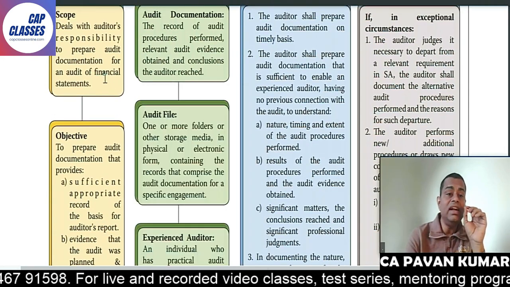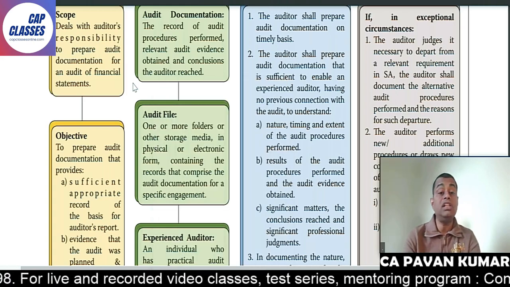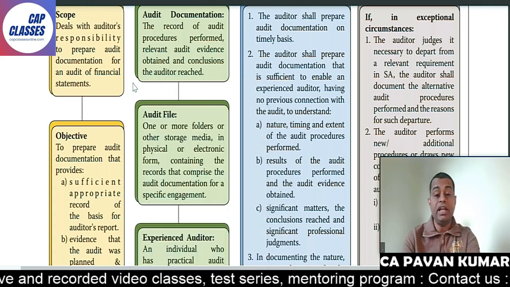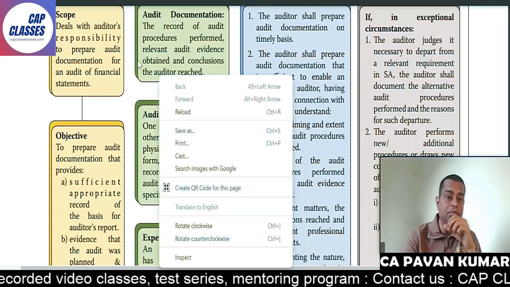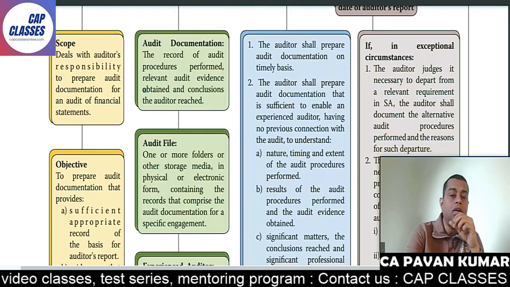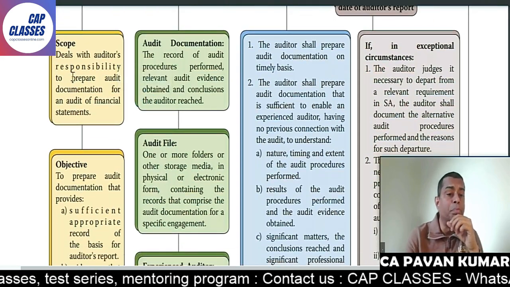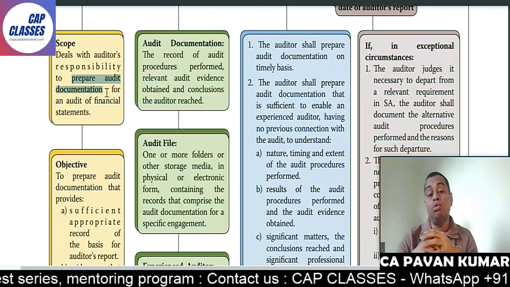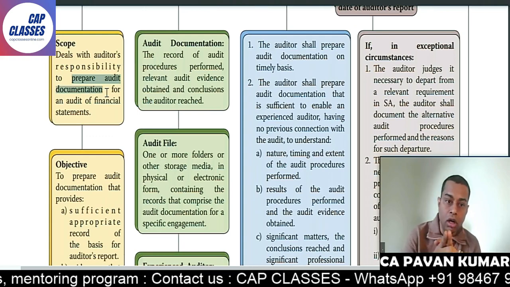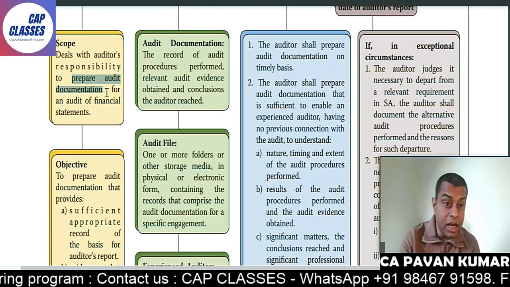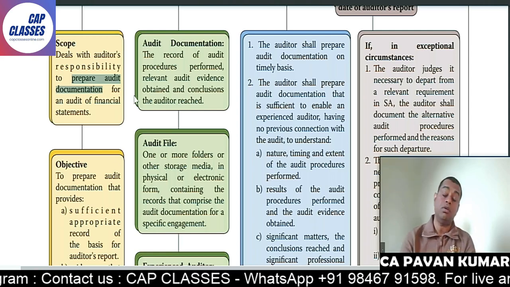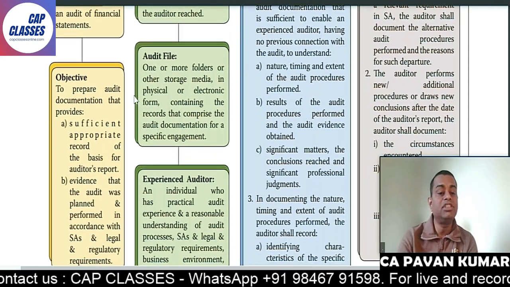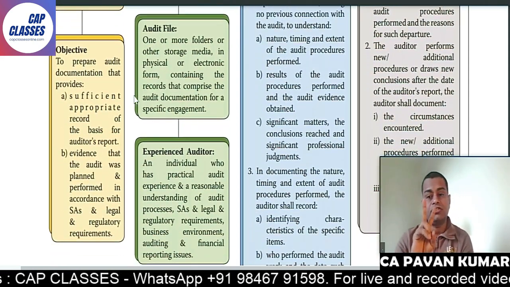This standard deals with the auditor's responsibility. Okay, my dear auditor, you are responsible for something. Okay, my lord, what is my responsibility? To prepare. Oh, that means preparation of audit documentation for audit of financial statements is the responsibility of the auditor. Okay. Then comes the objective. Put a star mark. There are two objectives.